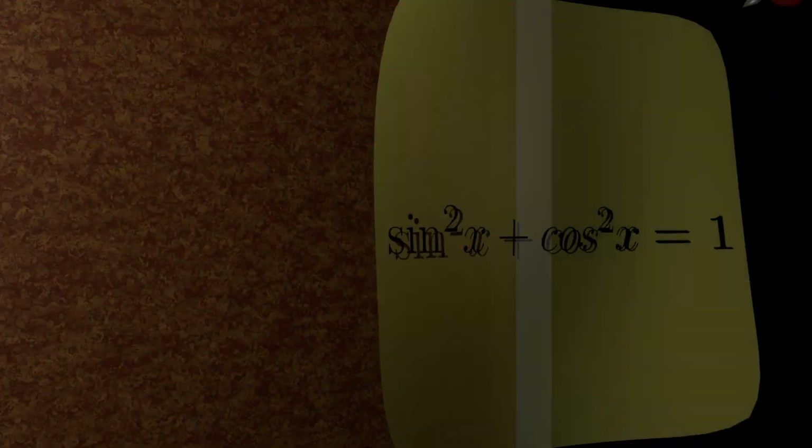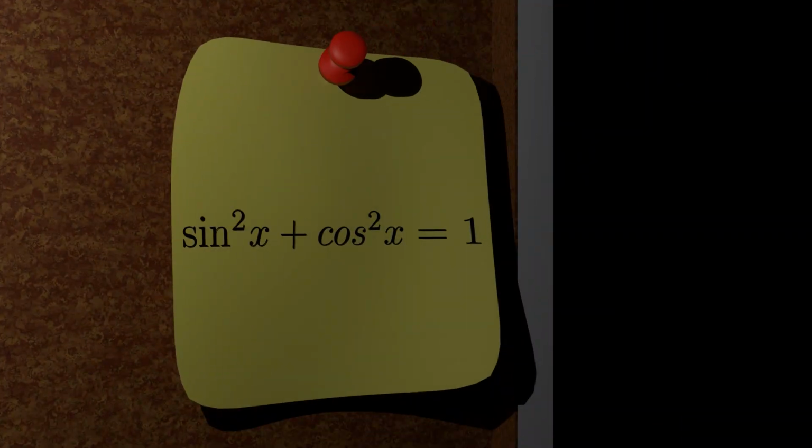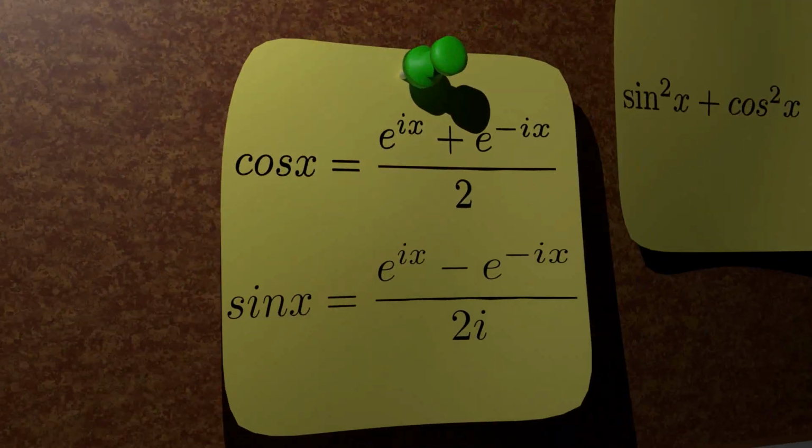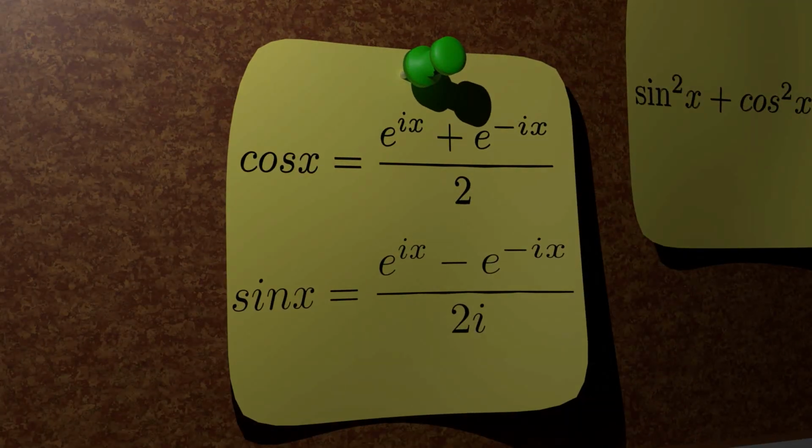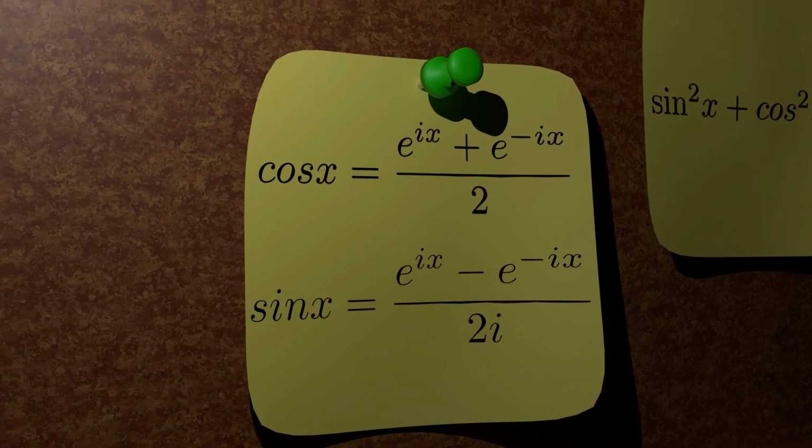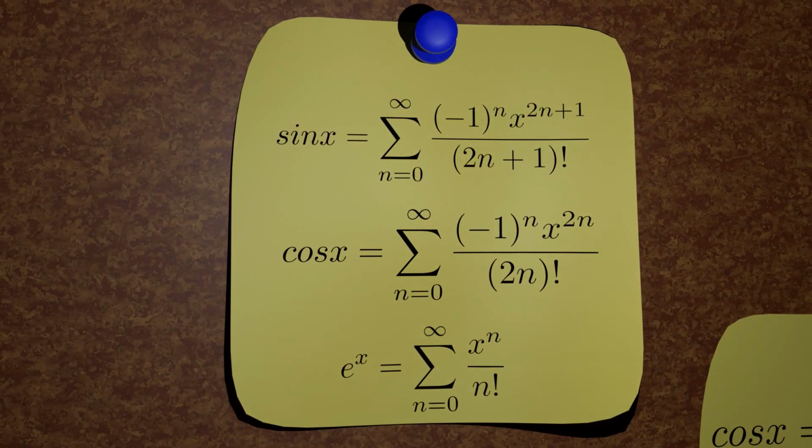We're going to prove the Pythagorean theorem as a consequence of the identity sine squared x plus cosine squared x equals 1. We will do this by defining cosine and sine in terms of multiples of the complex exponential e to the ix and e to the negative ix. We will prove these definitions using the Taylor series of sine x, cosine x, and e to the x.